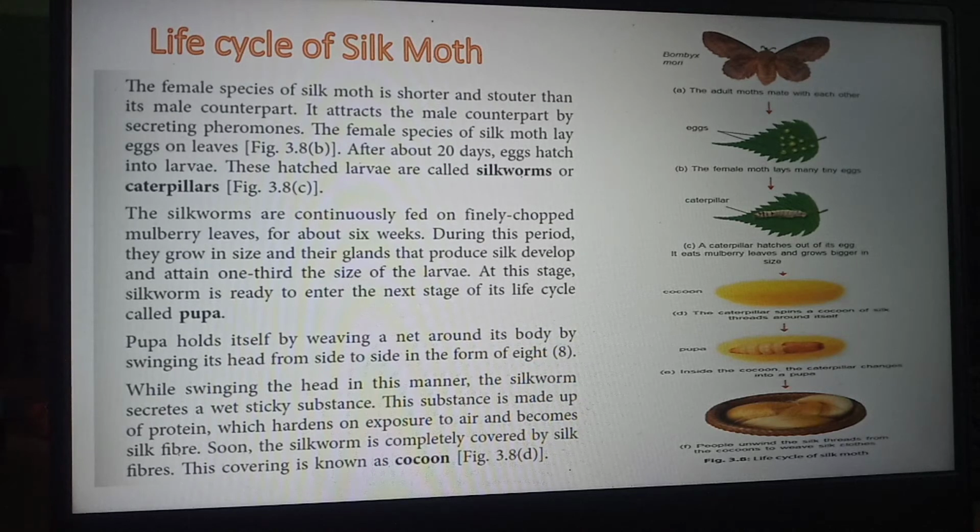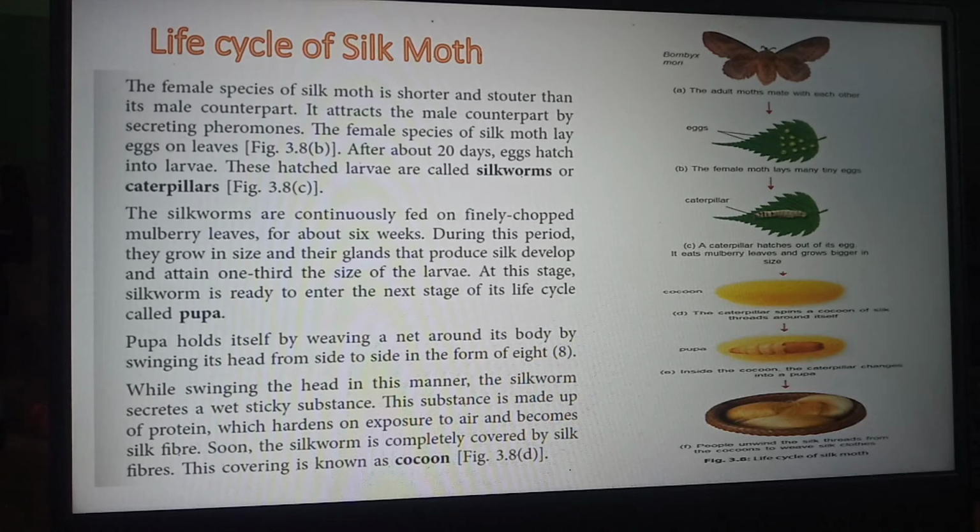The larva is called the silkworm. These larvae, the silkworms, feed upon finely chopped mulberry leaves. उनको mulberry leaves खिलाया जाता है. They continuously eat those finely chopped mulberry leaves for about 6 weeks.